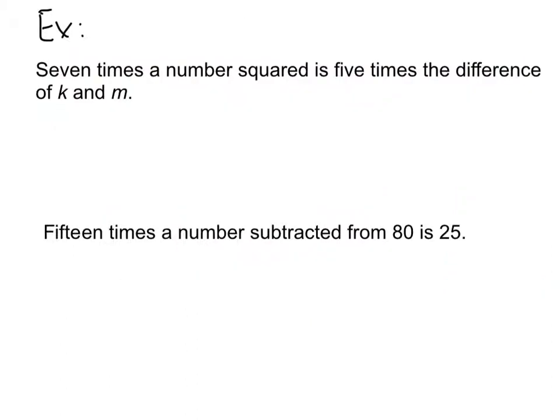Okay, so an example, 7 times a number squared is 5 times the difference of k and m. So 7 times a number squared, remember there's no comma here. If there was a comma, then we would do 7m in parentheses, but there's not. So 7m squared is, so equals 5 times the difference, so I'm going to do a subtraction problem in parentheses, of k and m. And there's my equation.